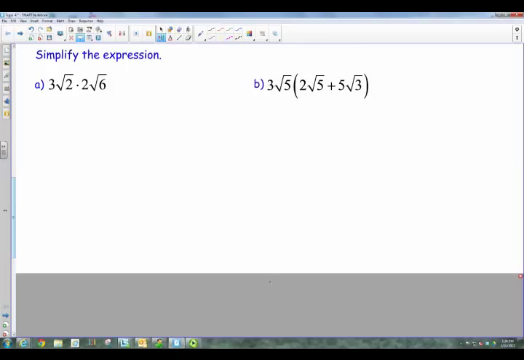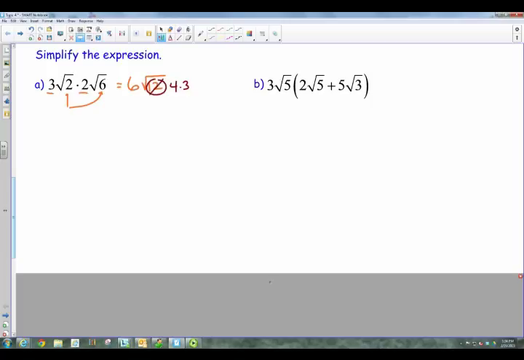Okay, so in this first example, I've got this 3 and this 2. They're both on the outside. That means I can multiply them. So 3 times 2 gives you 6. Then I've got the 2 on the inside, the 6 on the inside. I can multiply those, and 6 times 2 is 12. Now, from what we saw before, I can break that 12 down to 4 times 3.